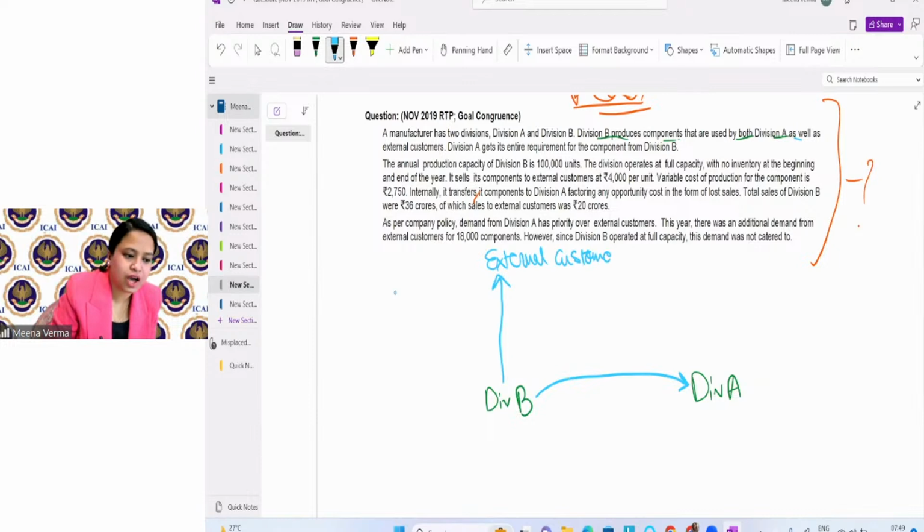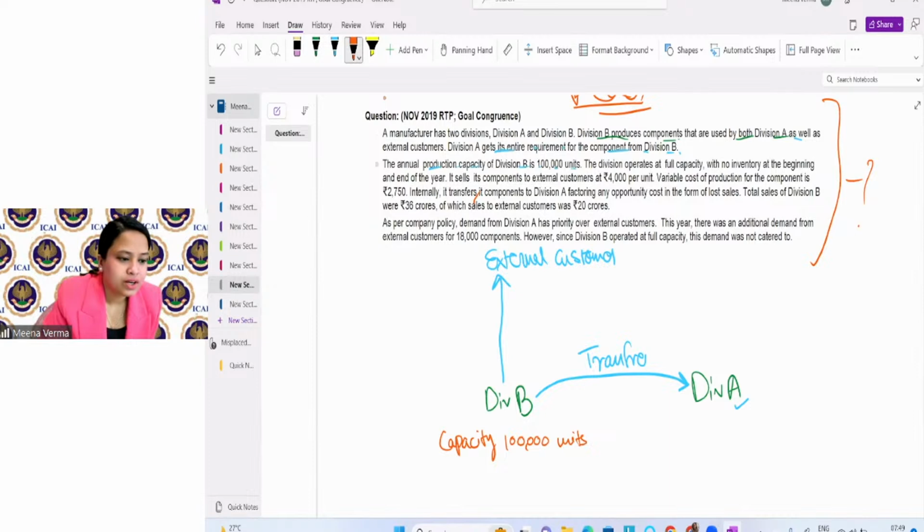Always draw it in this way. How easy it is to understand the question if you start drawing the question in this way. Okay. Then division A gets its entire requirement of component from division B. So whatever is required in division A, they all get it from division B. Then the annual production capacity of division B is 1 lakh. So how much is division B's capacity? Their capacity is to produce 1 lakh units.